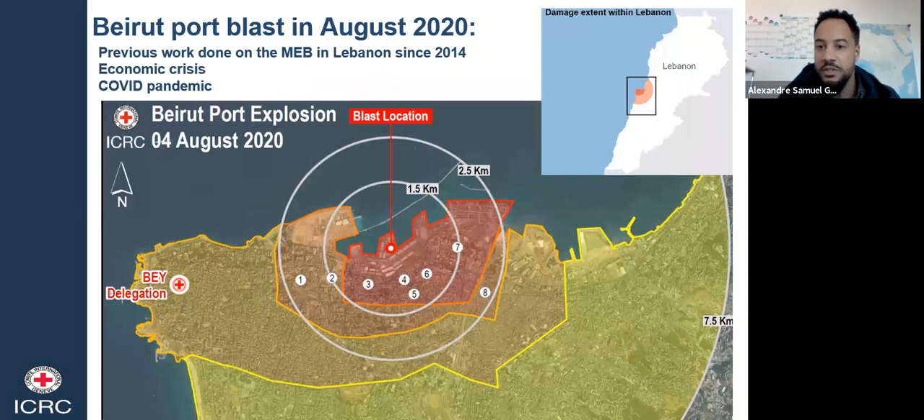Because of the economic situation, because of hyperinflation, several actors, including ICRC and the Lebanese Red Cross, thought it was needed to revise a bit the MEB and the transfer value, okay? So our teams on the ground, in close collaboration between ICRC and LRC, did some assessments and we came up with an amount. Next slide, please, Nuna.